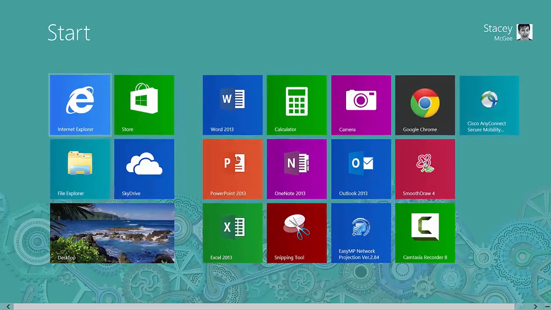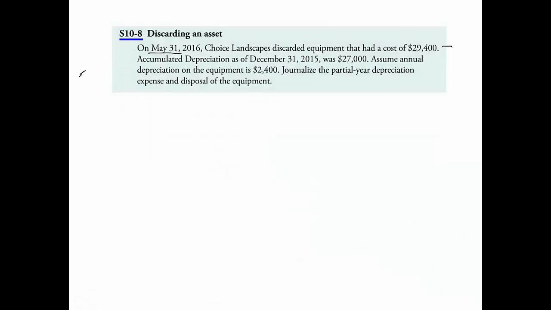Here I'm going to discard one. Here's the original cost of the asset, $29,400. Accumulated depreciation, December 31st was $27,000, and I'm discarding it on May 31st. So I've used it for 5 months of this year. The annual depreciation is $2,400. So first I have to record the partial year, which will be 5 out of 12 months, and then I'm going to dispose of the equipment.